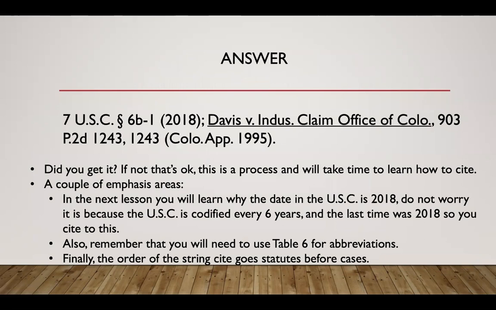Here's your answer. Statute before case. Did you get it? If not, that's okay. This is a process and will take time to learn how to cite. Here's a couple areas of emphasis.